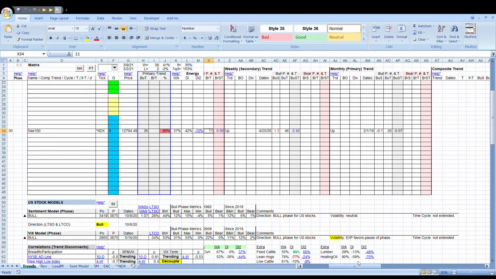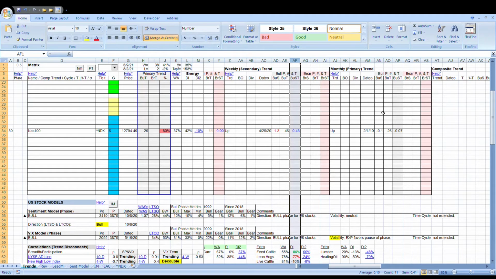The weekly trend is the only time frame that's showing any type of extension. It's not even statistically significant. The weekly price cycle is 1.3. It's red, but it's not unbelievable. Time cycle slightly above its mean at 46 weeks.